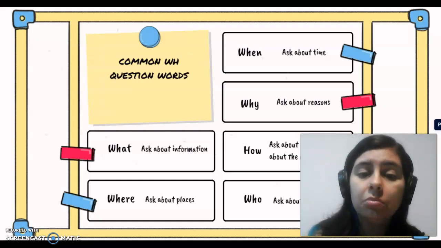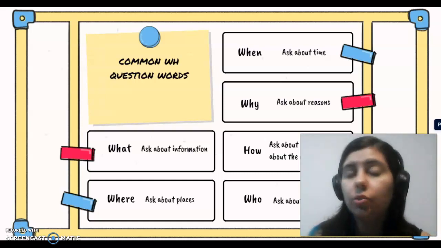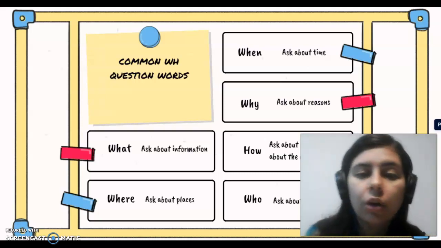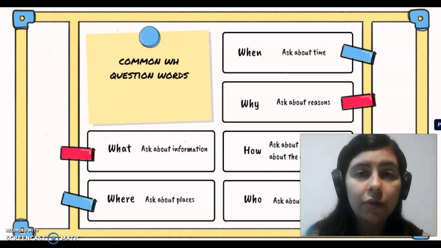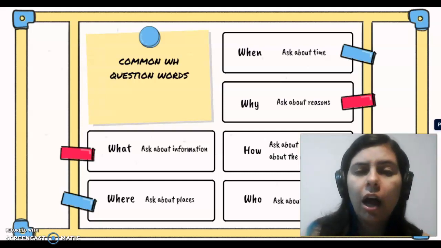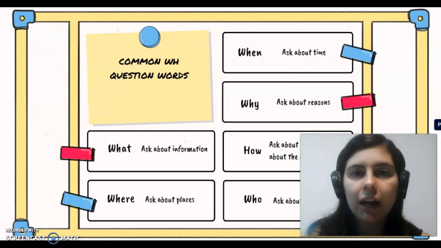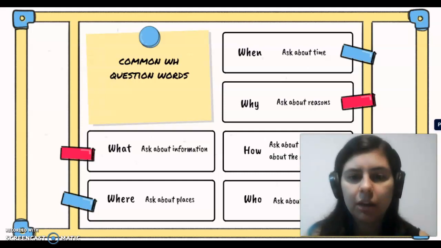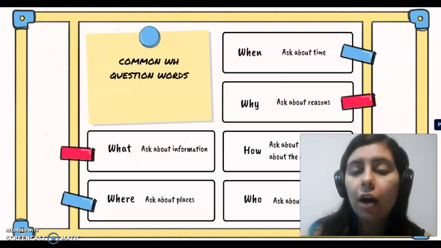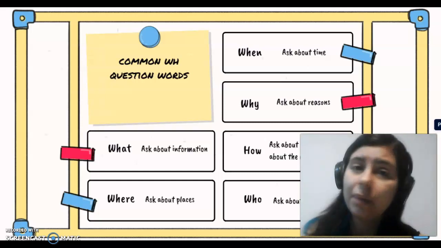Or how, which is to ask about manners or even about the age. We can say, how old are you? Or how did you arrive to your home? I arrived by bus. Or how did you write or how did you contact Manuel? Oh, I sent him an email, right? Something similar.